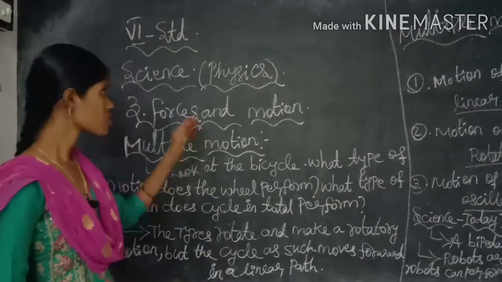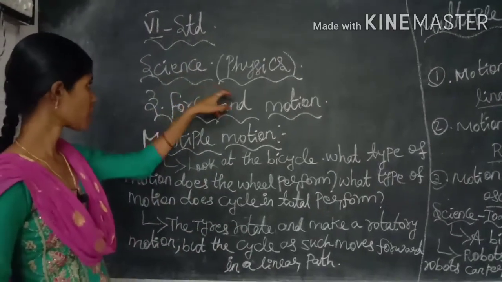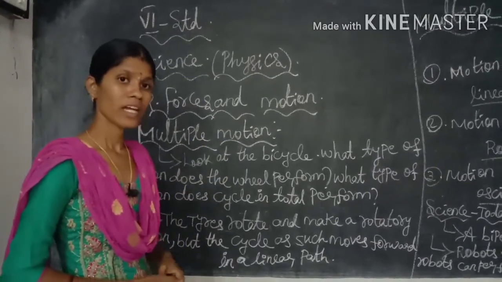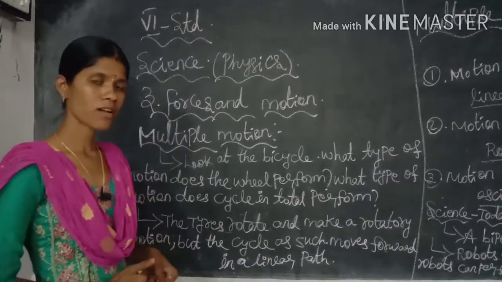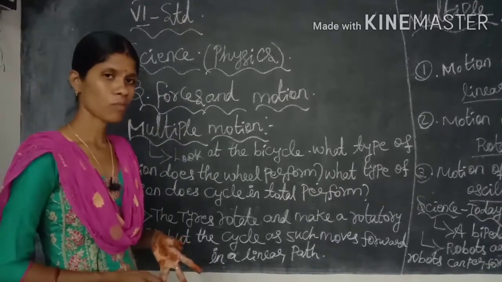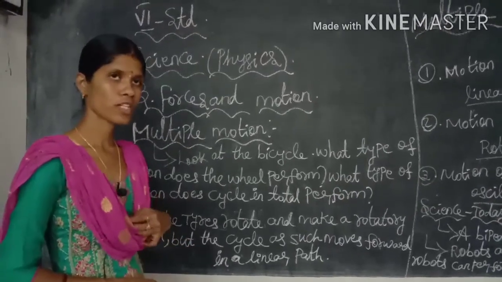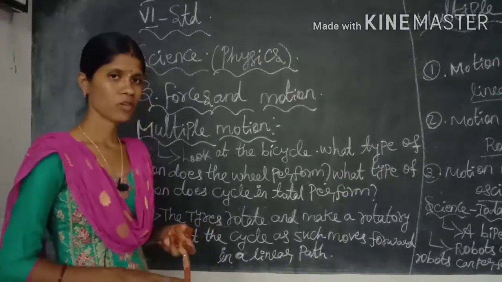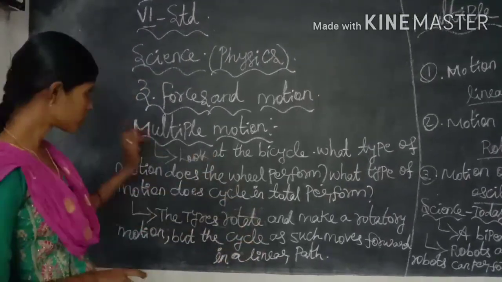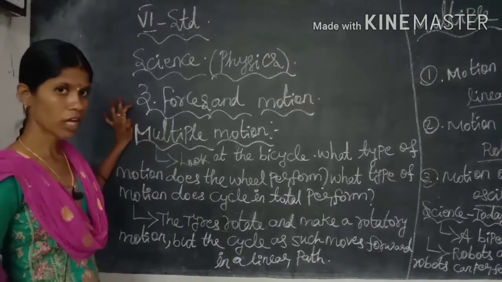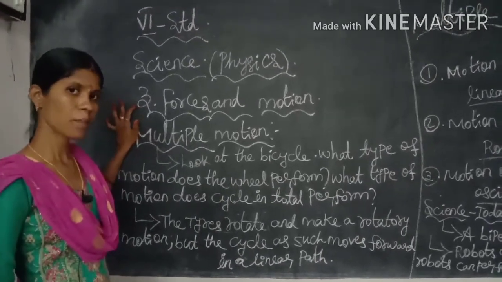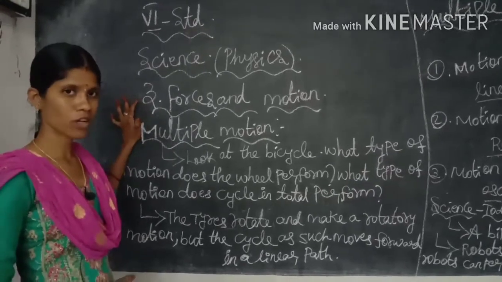Good morning students, this is the class for 6th standard science subject, physics, our third lesson in forces and motion. In last class we learned about the concept of uniform motion and non-uniform motion, and also the types of motion based on the path, the duration and the speed. To continue that lesson, now we are going to learn about multiple motion. Multiple motion means in one case there are many types of motion like rotatory, circulatory, oscillatory.